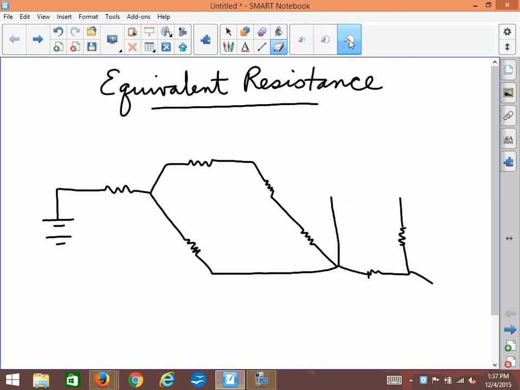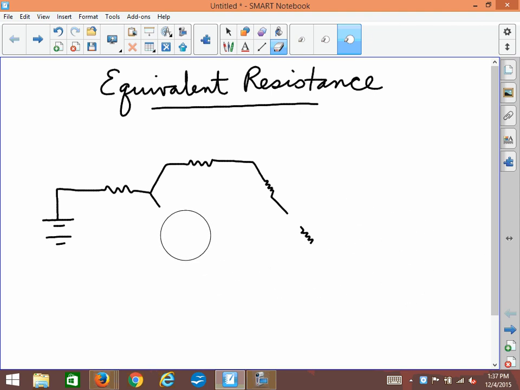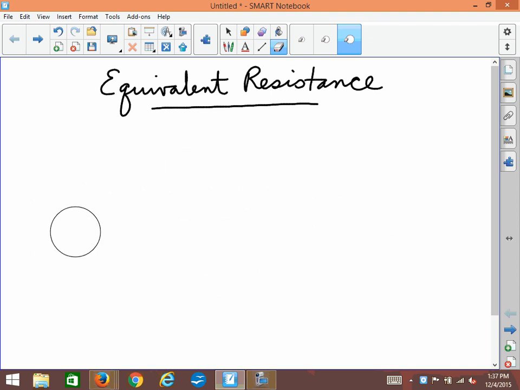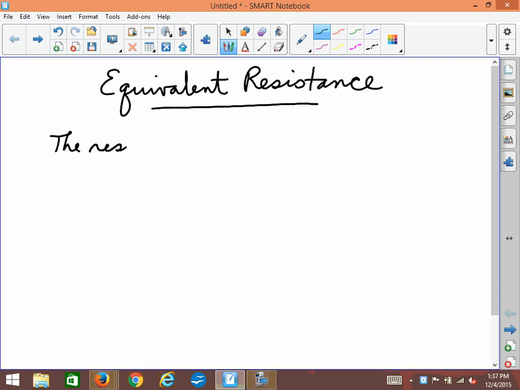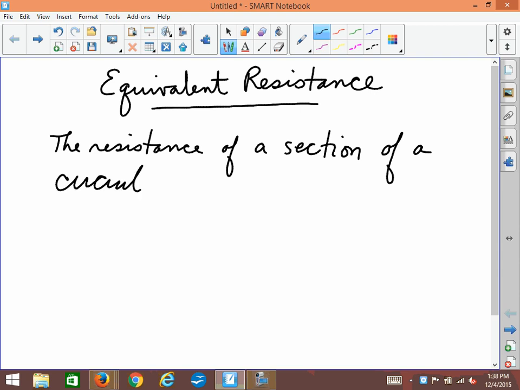So what we're going to do is we're going to start small, and I'll do a simple version of it. Equivalent resistance is just a way of figuring out the resistance of a section of a circuit. It's what resistance that section of a circuit is equivalent to, in terms of resistance. Okay, so let's take a nice, easy example.